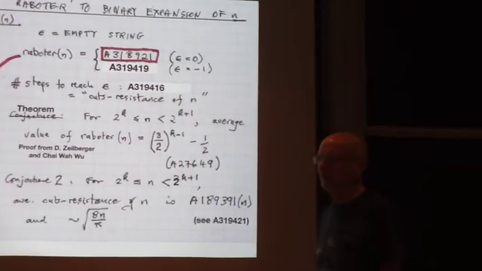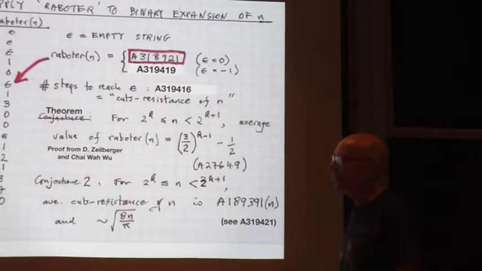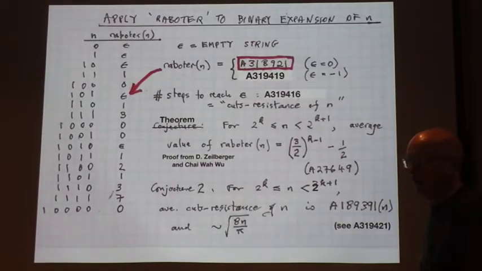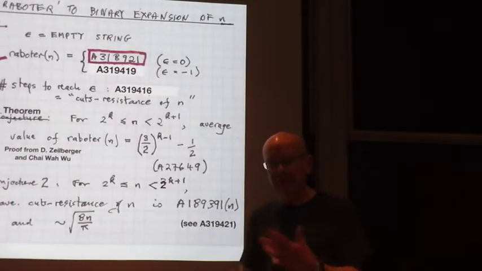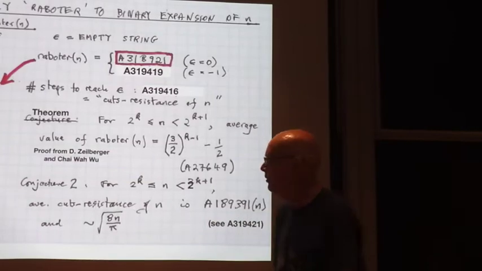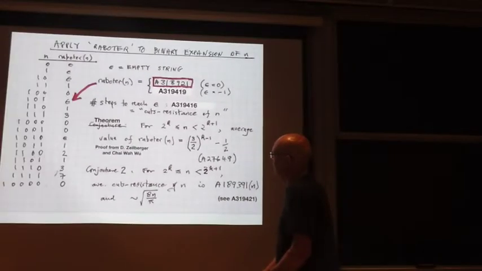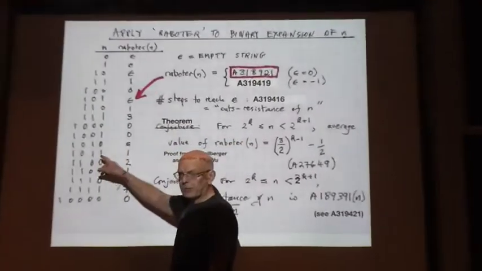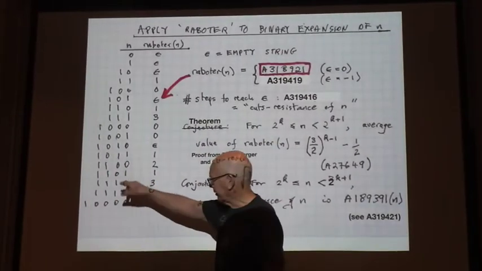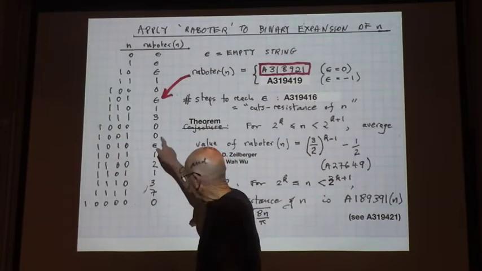I don't know if he's still alive. I'm pretty sure he's not. He doesn't answer his emails, and there are some obituaries of people with that name, but it's not such an unusual name, and so I haven't been able to trace it. So this is the result of applying the planing operation, the raboter operation, to n.